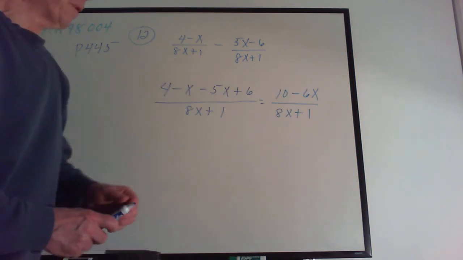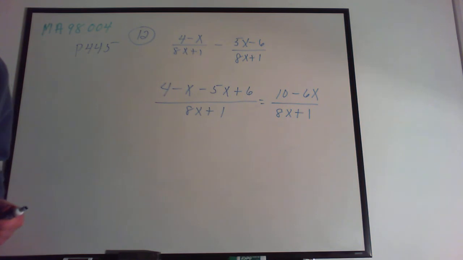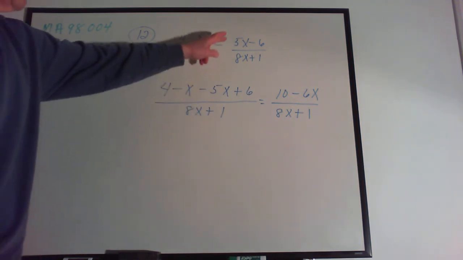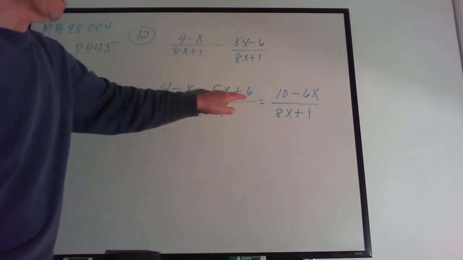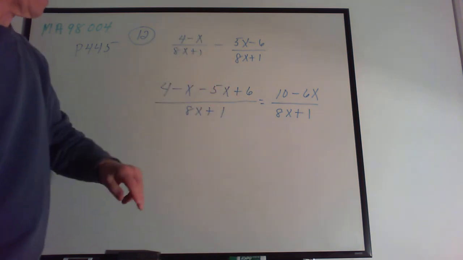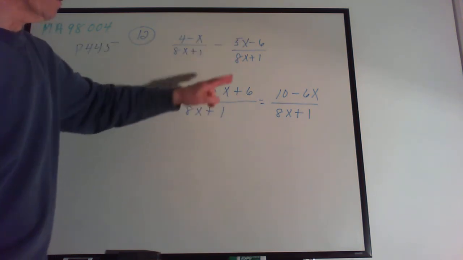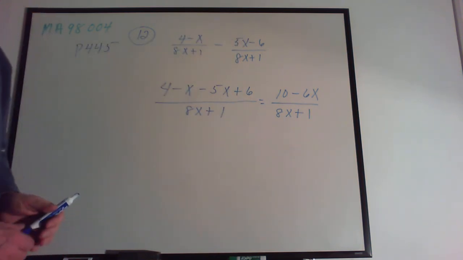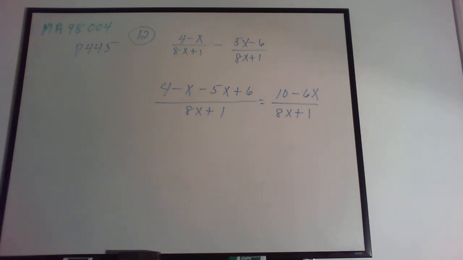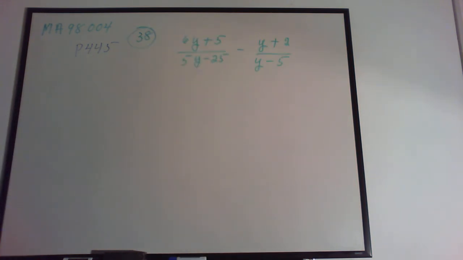All right, so we end up with 10 minus 6x. Notice it becomes minus 5x plus 6, because I'm subtracting. I have to change the signs that are here. Sign in front of the 5x is a positive. Try problem 38. You have to find a common denominator. Pause the video.